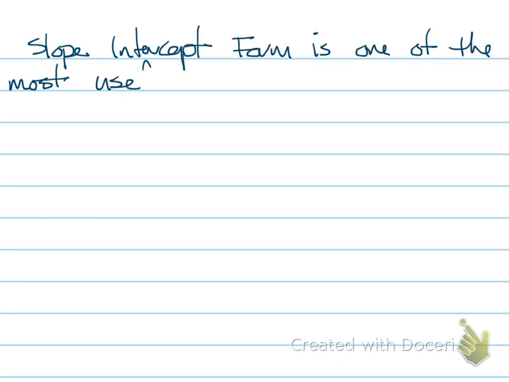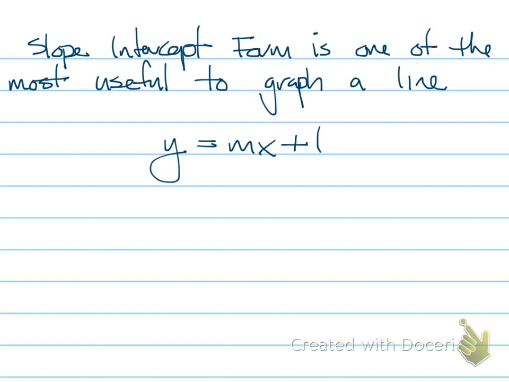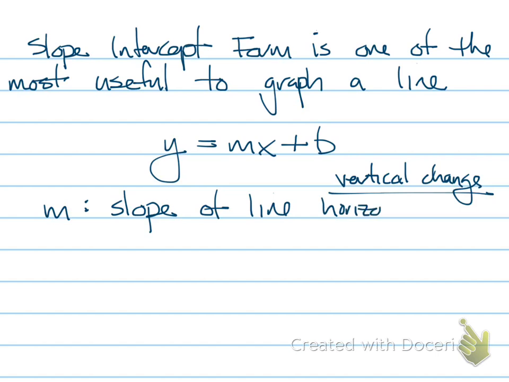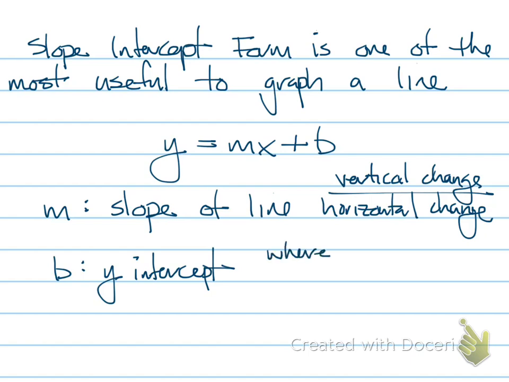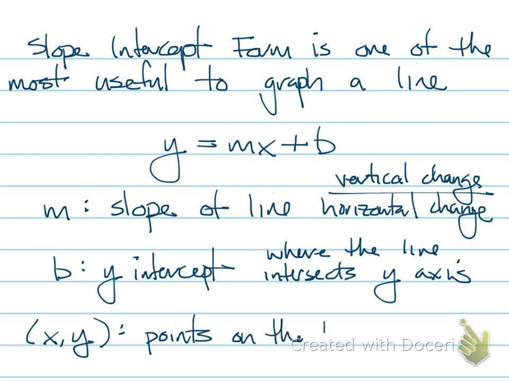Slope-intercept form of a linear equation is the most useful form to graph a line. The slope-intercept form is y equals mx plus b, where m represents the slope of the line and b is the y-intercept. Slope is the vertical change of a line over its horizontal change, or rise over run. The y-intercept is where the line crosses the y-axis. And then x and y in every linear equation represent points on the line.